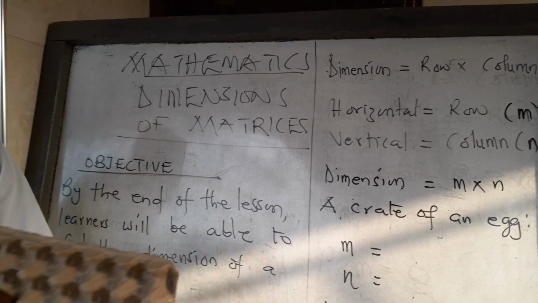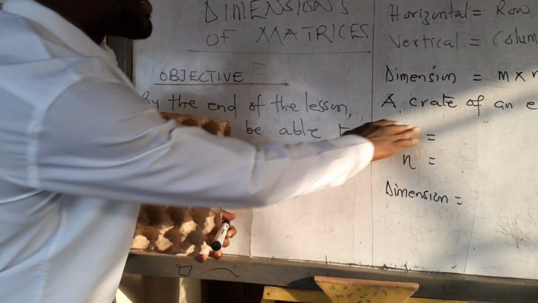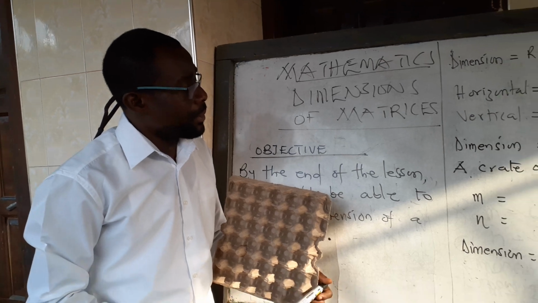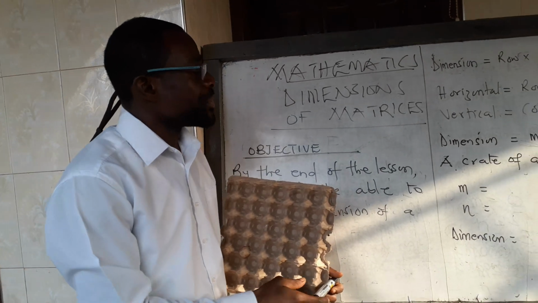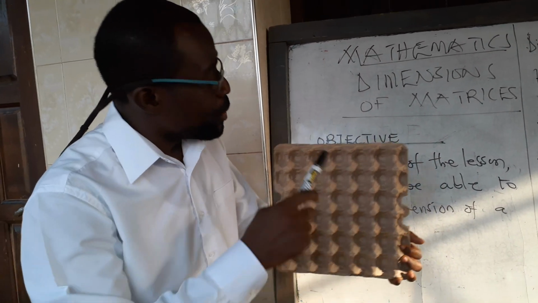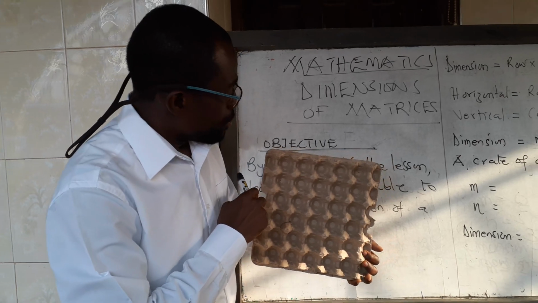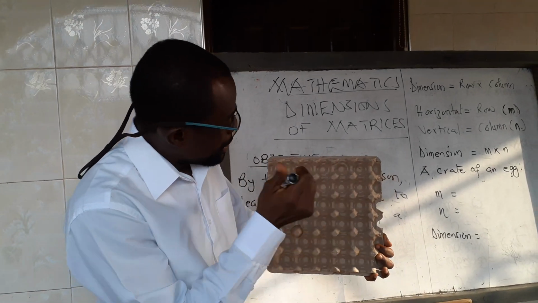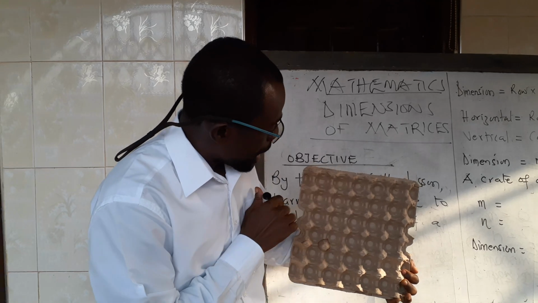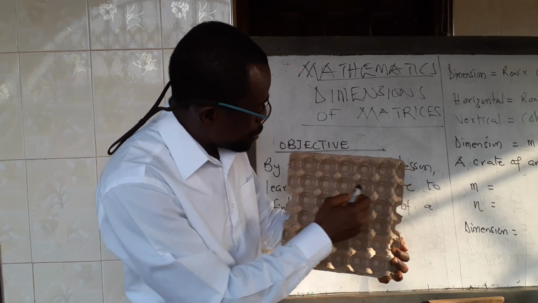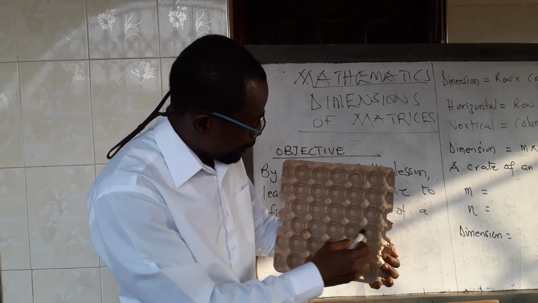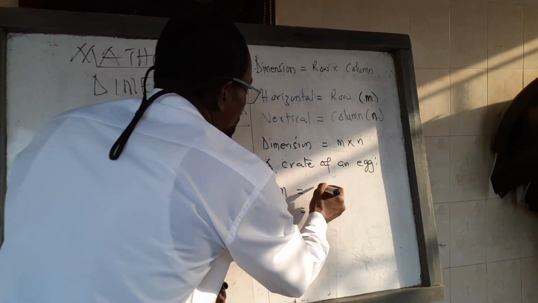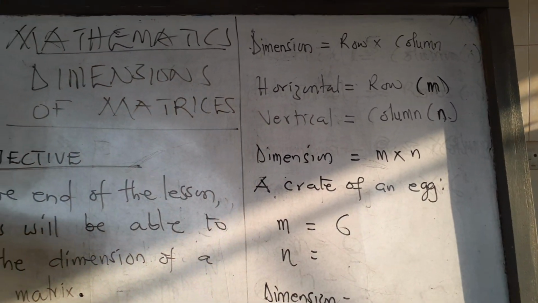Just as we said, a matrix has m by n dimension. Now let's find the number of rows that signify the m of this very egg crate. Let's count. 1, 2, 3, 4, 5, 6. So the rows are 6.